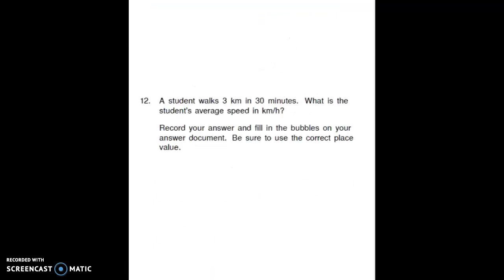Question 12. A student walks 3 kilometers in 30 minutes. What is the student's average speed in kilometers per hour? Record your answer and fill in the bubbles on your answer document. Be sure to use the correct place value.